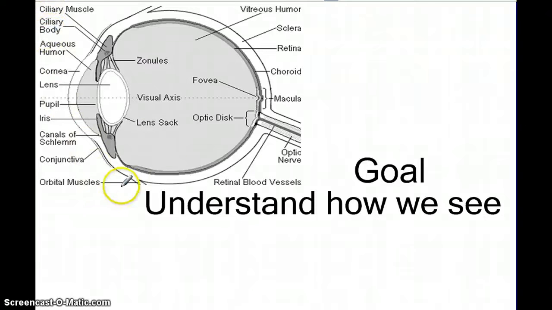So again, there are lots and lots of different parts. We just need to understand how we see in steps. So light passing through our cornea, into our pupil, through the lens, then focused on the retina, through the optic nerve to our brain. So we need to know these steps. We need to understand how we see and how the anatomy of the eye works together with light, so that we can see objects.